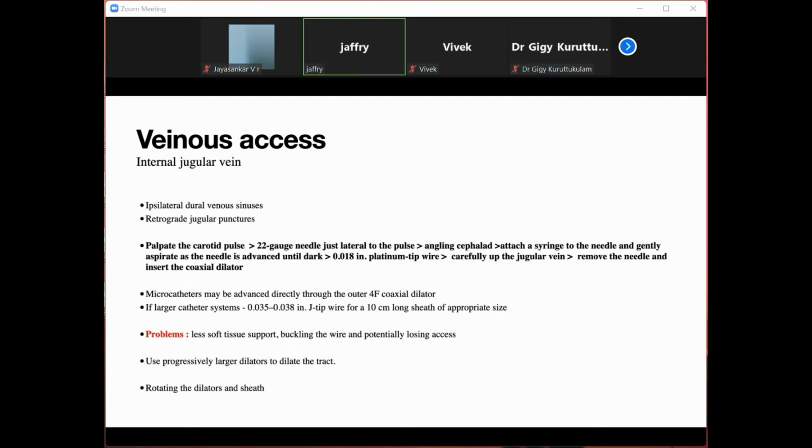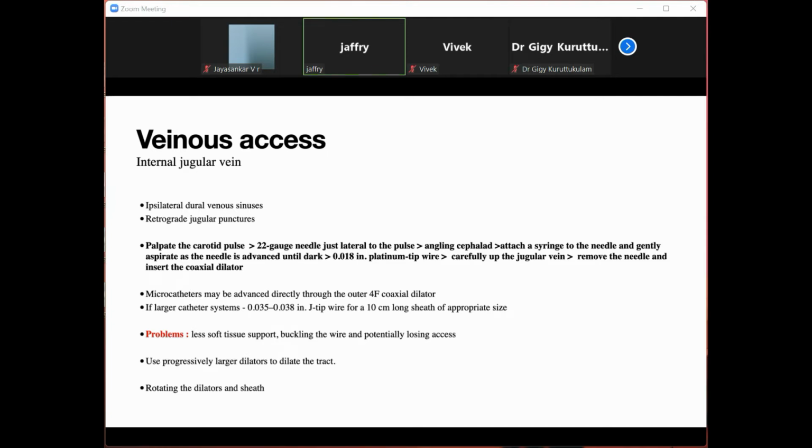The technique is to identify the carotid pulse, then insert a 22 gauge needle with cephalad angling, connect a syringe, and gently draw blood to look for dark blood of the venous system. Then pass the 0.18 inch platinum tip wire carefully into the jugular vein, remove the needle, put in the coaxial dilator, and go ahead with the insertion of the sheath.